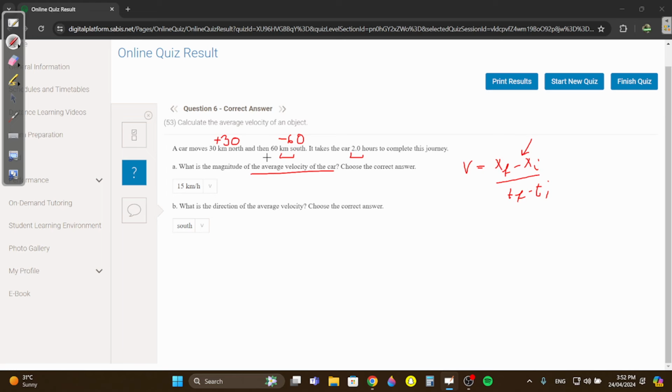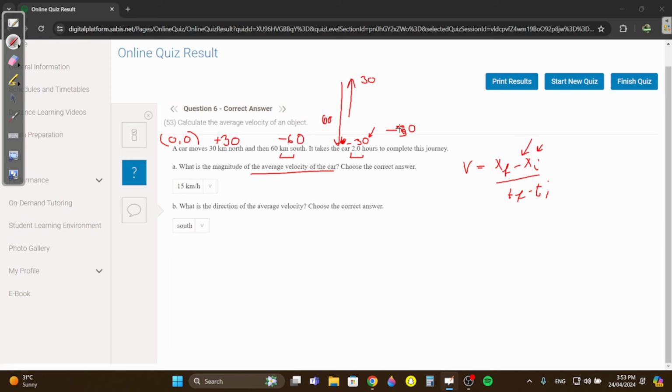Obviously, your initial will be 0, 0, right? We're starting at 0. Okay, so you're moving 30 north, so you go up 30, then you go 60 south. This is 60, and you end up at minus 30, right? So your final x is going to be minus 30.